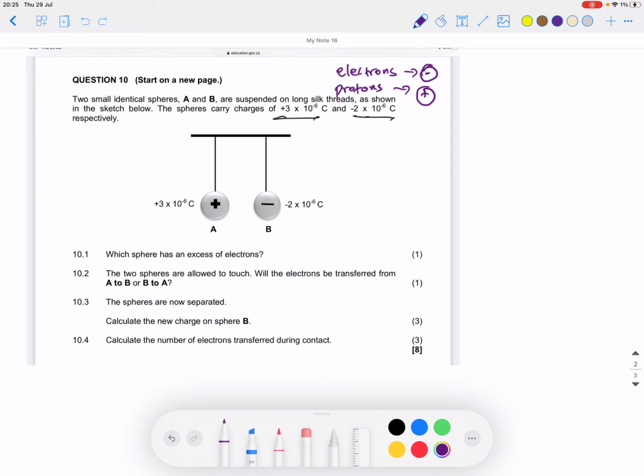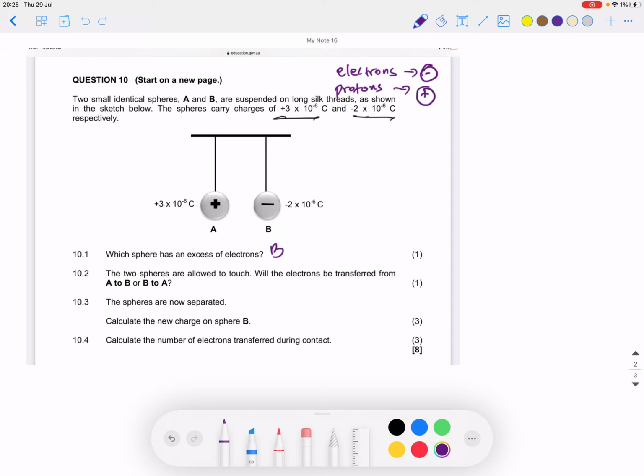So which one is negative? Sphere B. So sphere B carries excess electrons because it's negatively charged. If they ask about protons, sphere A carries excess protons because it's positively charged. So in this case, the answer is B.